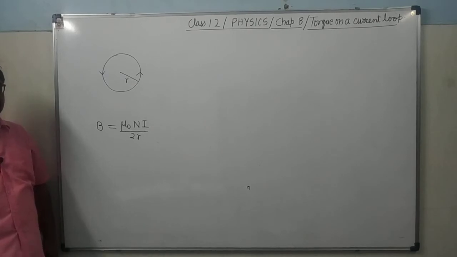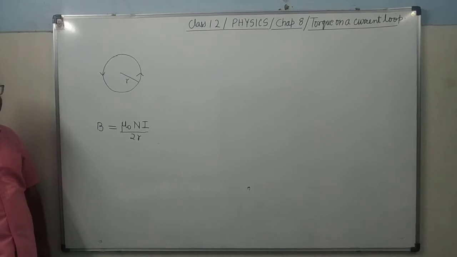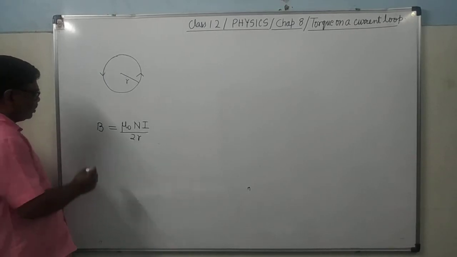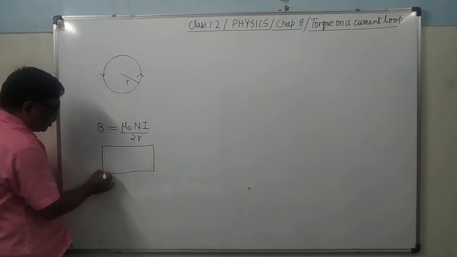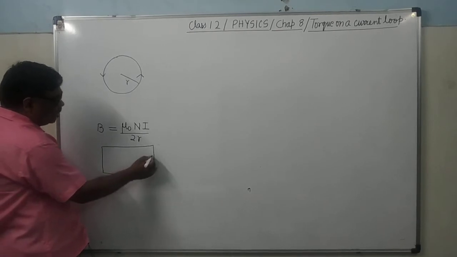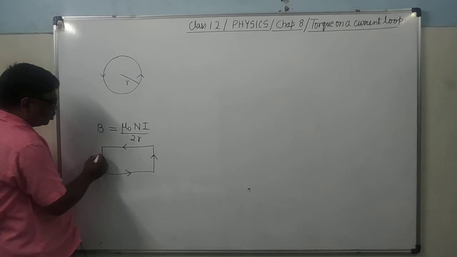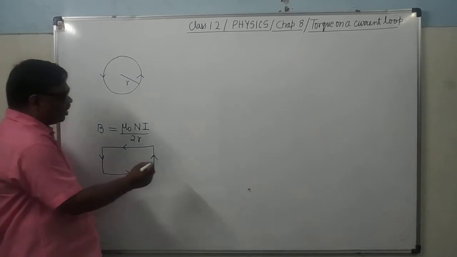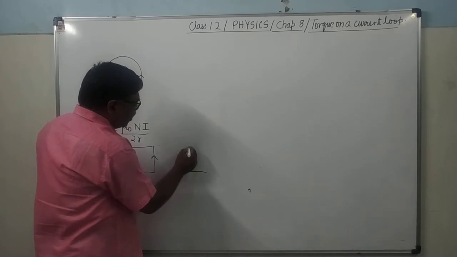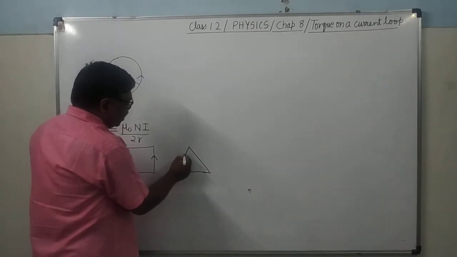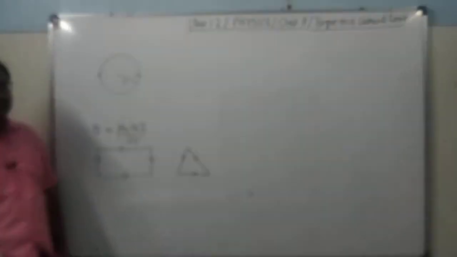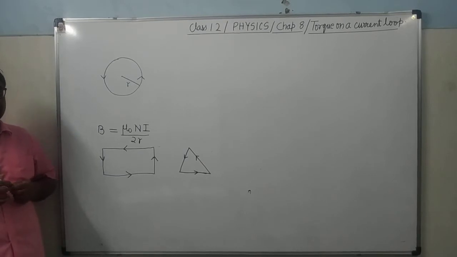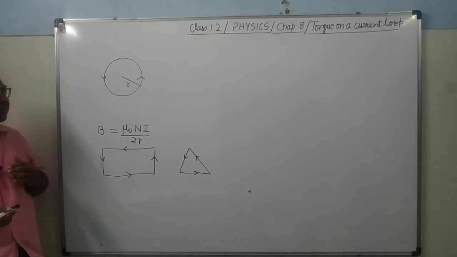In the same way, if we take a current loop of any other shape, not necessarily circular, say rectangular or triangular, and current is flowing this way, it will also produce a magnetic field. The current loop may be of any arbitrary shape. Every current loop will produce a magnetic field. It acts as a magnetic dipole.